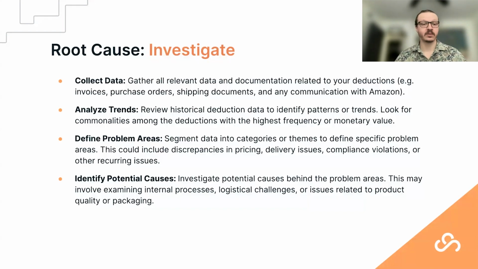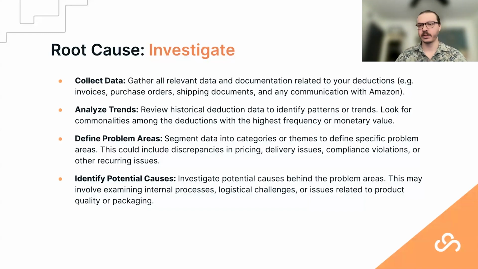The next is going to be defining a problem area. So once we've got the data all organized neatly or coherently, we're going to want to segment the data into categories so that the themes that we've identified are defined to a specific area. So this could include things like pricing, like we mentioned earlier, specific delivery issues, so issues in the shipment process, specific compliance things, so chargeback issues, or again, other recurring themes based on what you see in the data.